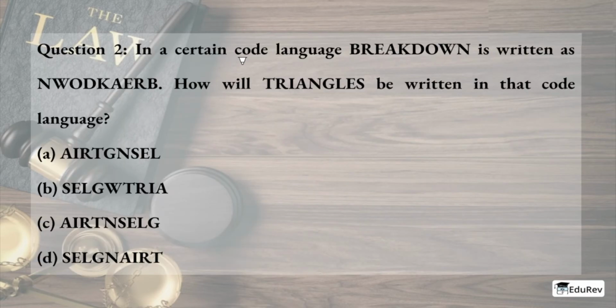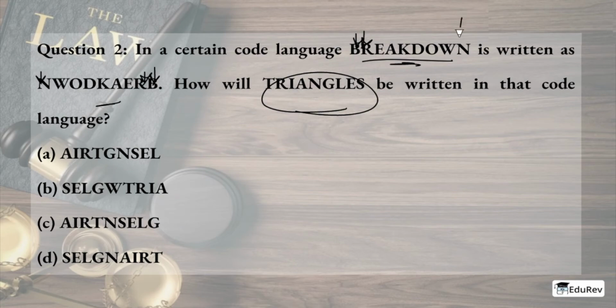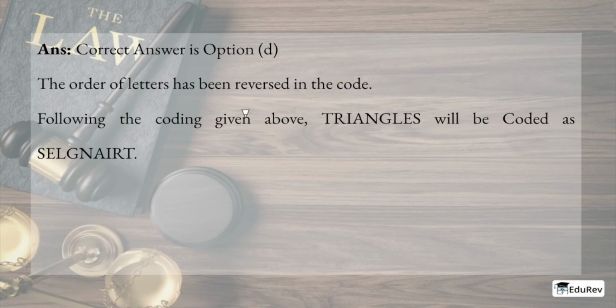The question says that in a certain code language, breakdown is written like this. So how is triangles written? If I see breakdown, B is the first letter here and B is the last here. Then R is the second here and R is the second to last here. N is the last one in the original and N is the first one in the code. Similarly, the same pattern is going to be used in triangles as well. Therefore, option D is the correct option.